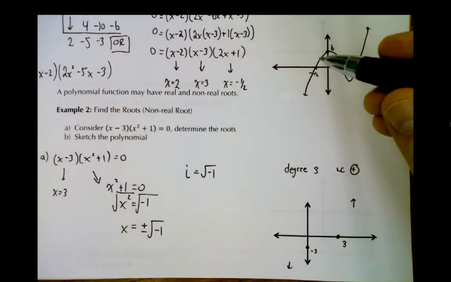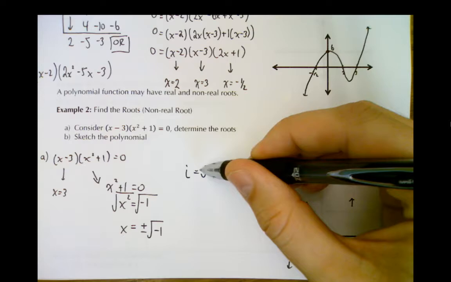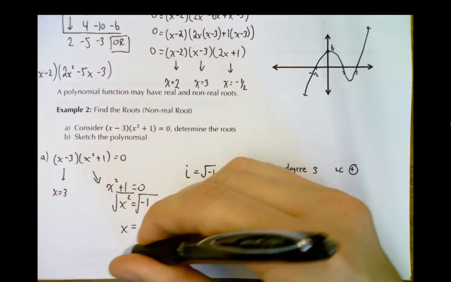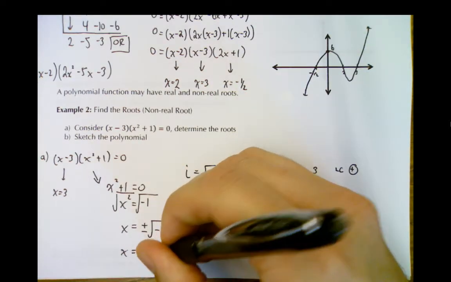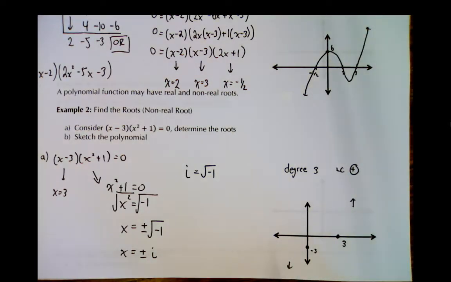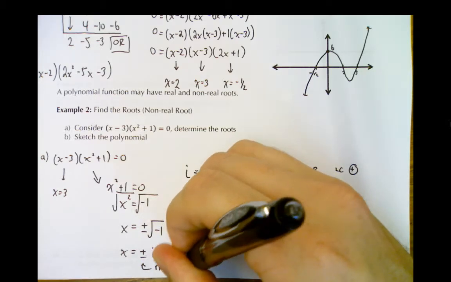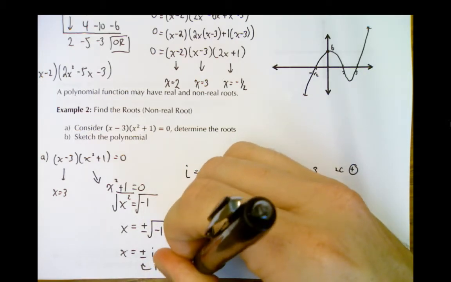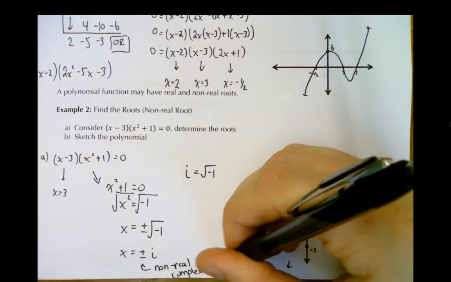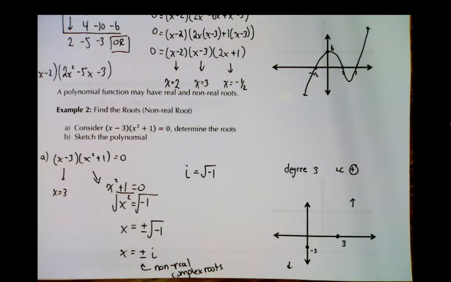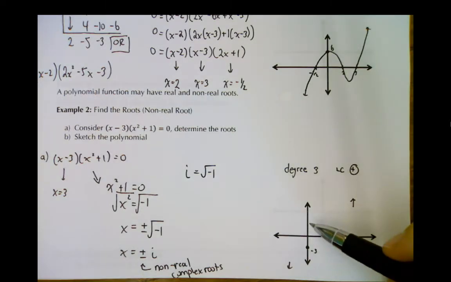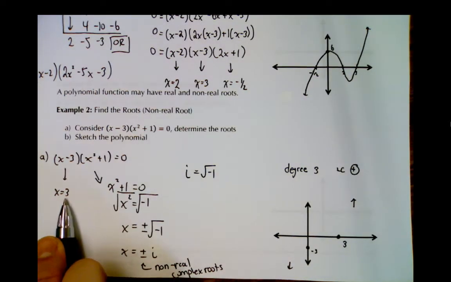So what do I mean by that? Well, if we say let's let i equal the square root of negative 1, then we would get 2 more roots, plus or minus i. And those are non-real complex roots. And what do they look like on the graph? Well, what it means is that you don't have x-intercepts, or you don't have any other x-intercepts. The only x-intercept that we're going to have is at 3.